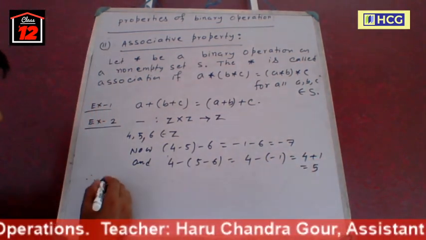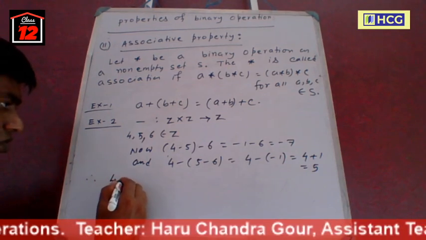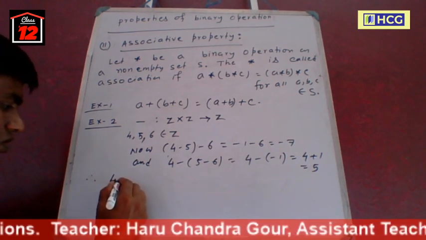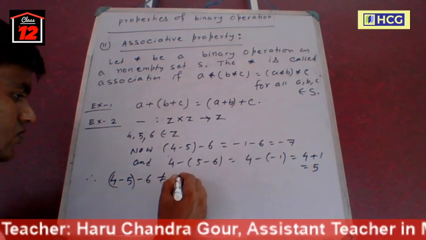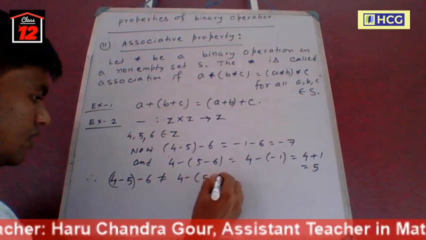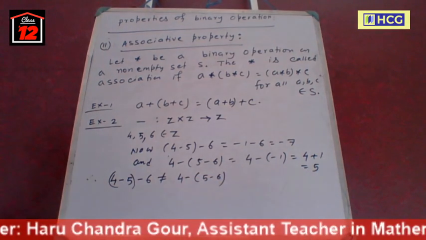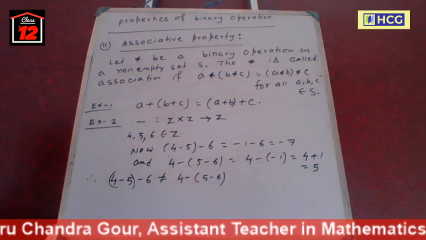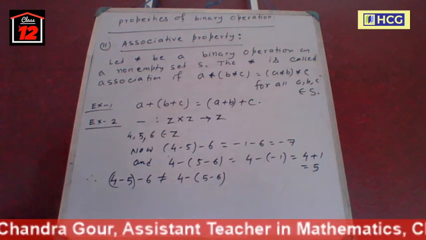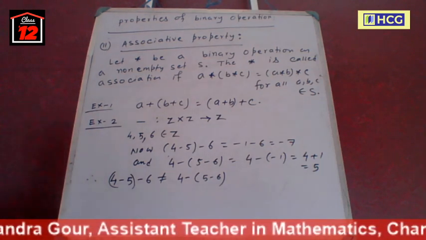So therefore (4 minus 5) minus 6 is not equal to 4 minus (5 minus 6). So therefore the usual subtraction is not associative over the set of all integers. So therefore a binary operation may be associative, or may not be associative.